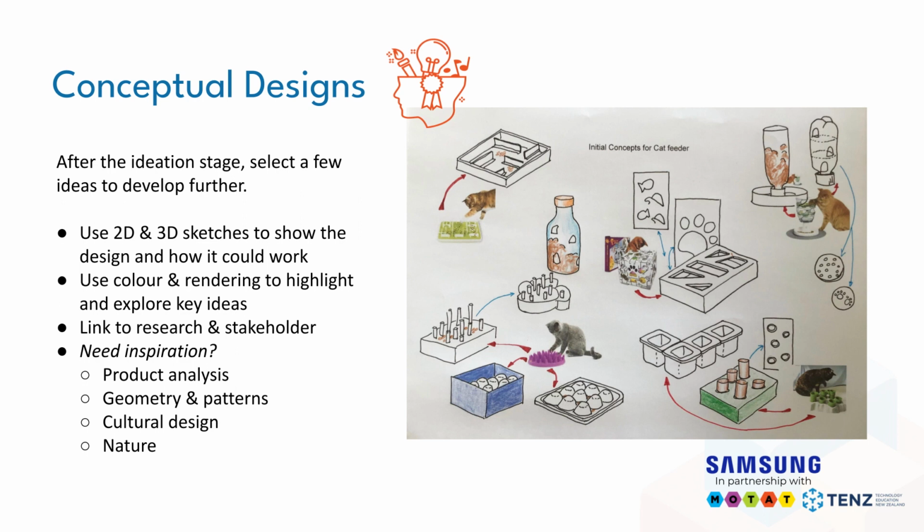So the example we have on this slide, you can see that there are ideas of products that they may have found through their research stage, and they're using those ideas to bounce and create further ideas. They're not copying the idea, they are modifying and they are improving it to make it better, to use it to inspire them. And you can see that they're using different formats. So you could use 2D sketches, 3D sketches. You can be discussing things if you want to. If you have a key idea that you really like, you can use colour and rendering techniques to highlight those ideas and make them stand out.